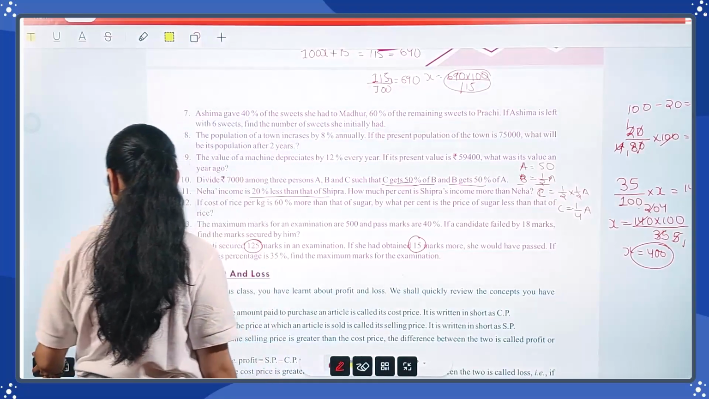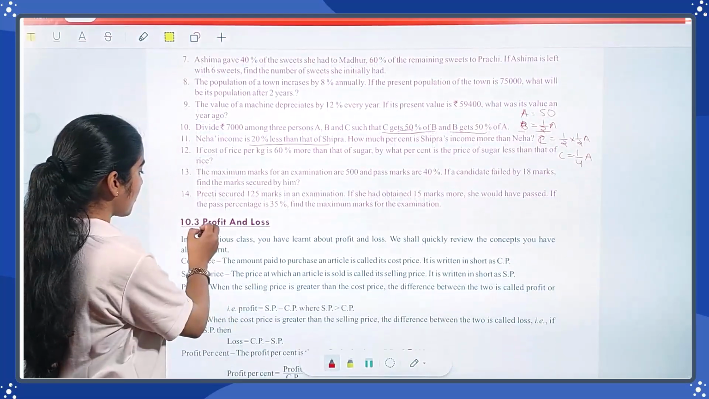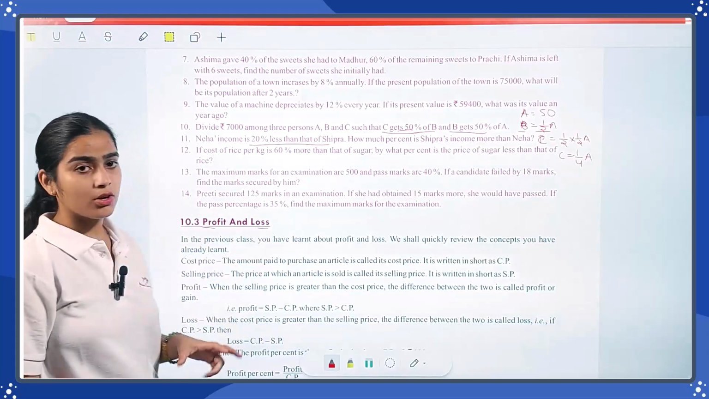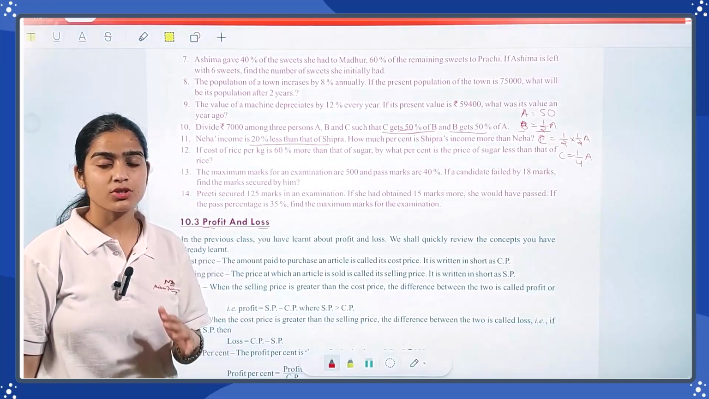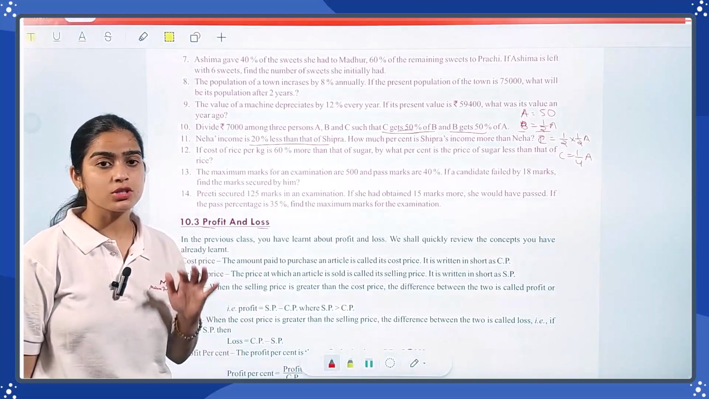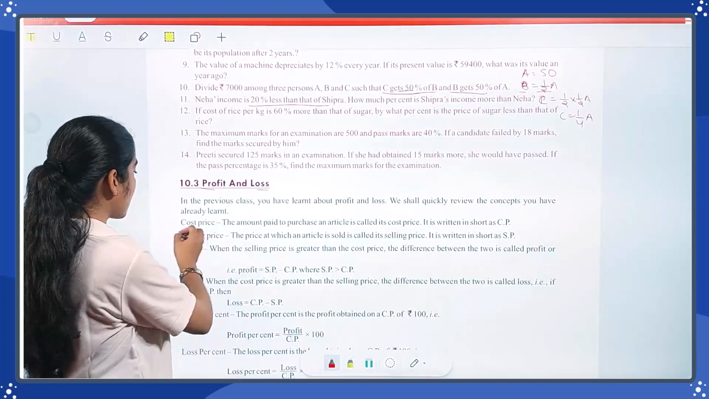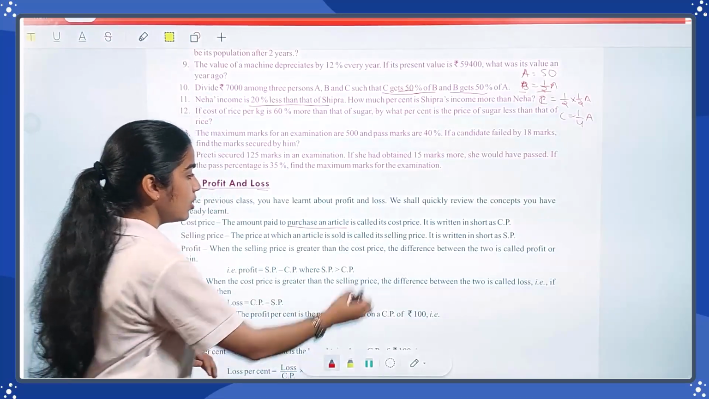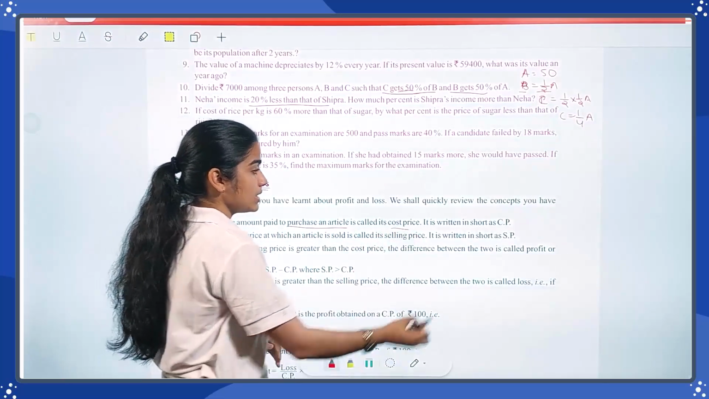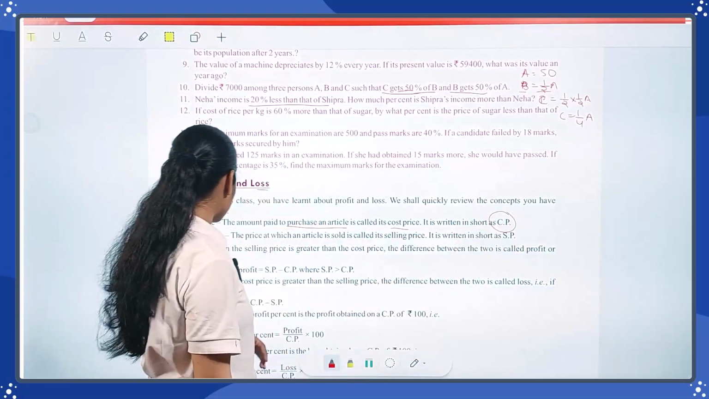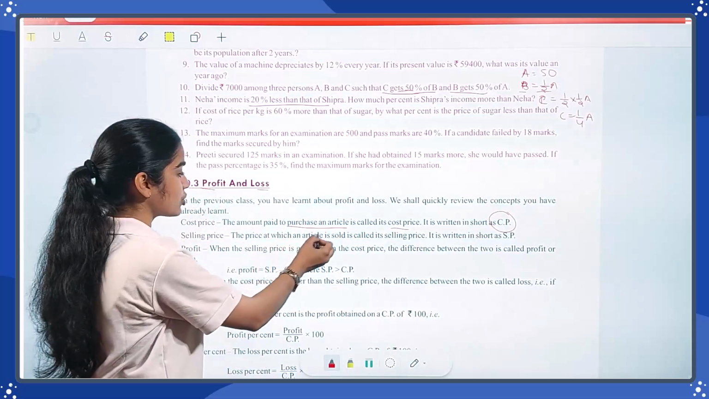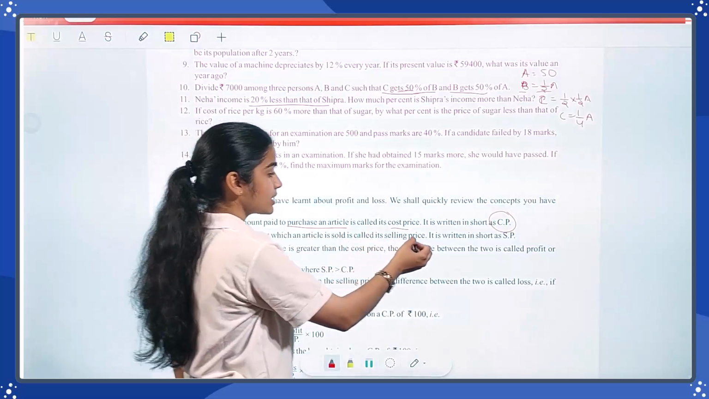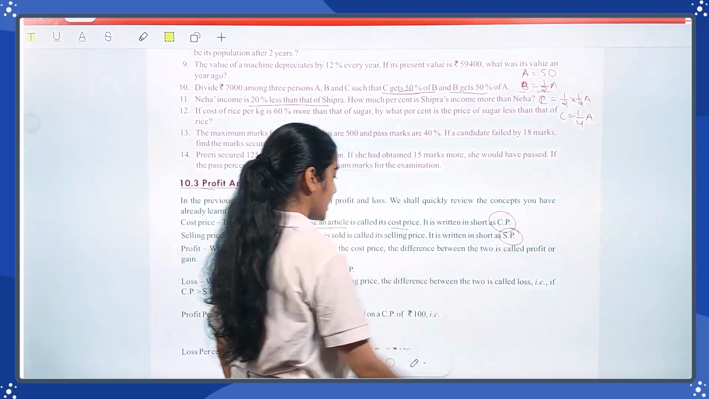Now we move forward to the next concept, which is profit and loss. In profit and loss, we have two terms: the first one is selling price, and the second one is cost price. Cost price is the amount paid to purchase an article. It is written as CP. Next we have selling price. The price at which an article is sold is called its selling price. It is written as SP.